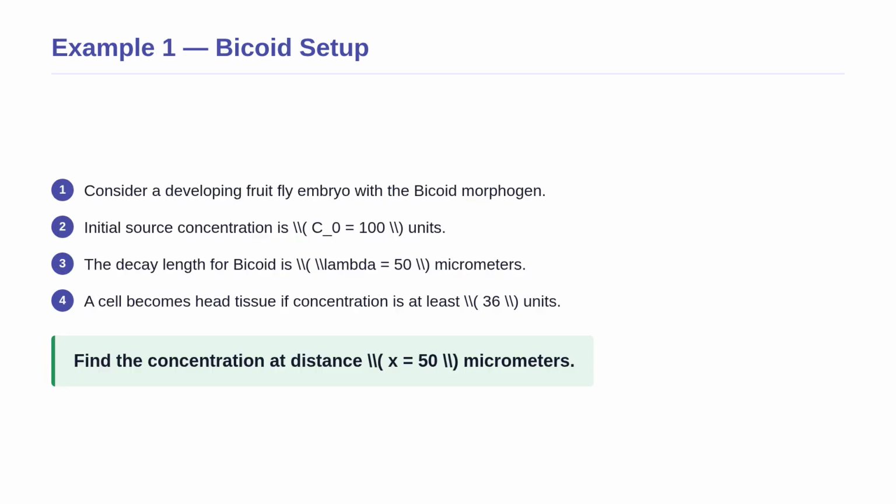Now that we have our formula, let us see this with a concrete example. Let us apply this to a developing fruit fly embryo. A morphogen called bicoid is produced at the anterior end with an initial source concentration of 100 units. The decay length for bicoid in this tissue is 50 micrometers. We know that a cell will develop into head tissue if it receives a concentration of at least 36 units. Our goal is to find out the concentration of bicoid at a distance of exactly 50 micrometers from the source and determine if a cell at this location will become head tissue.